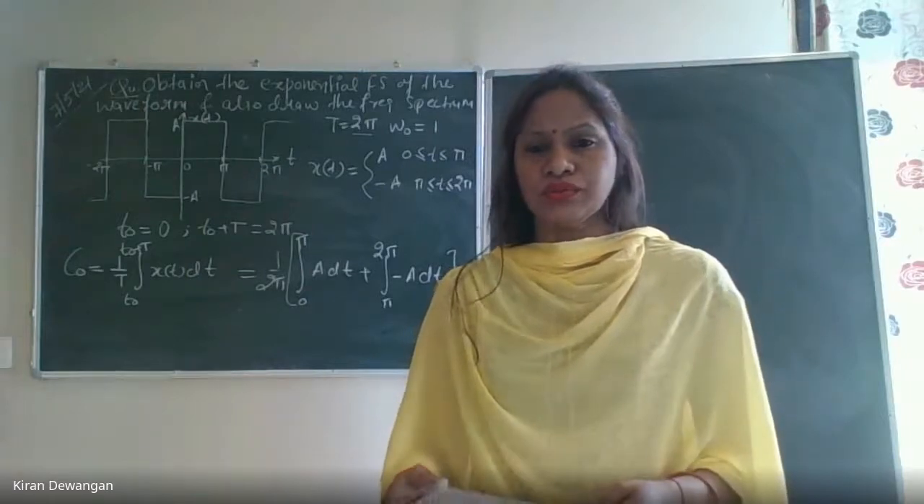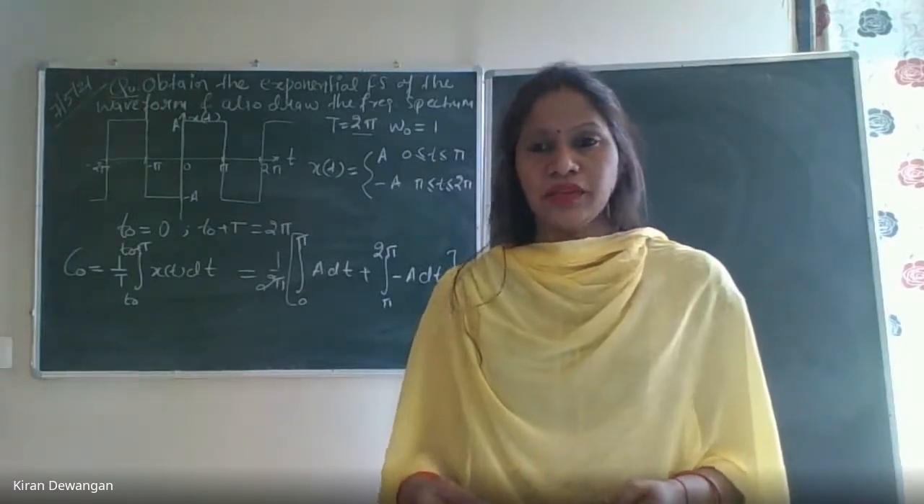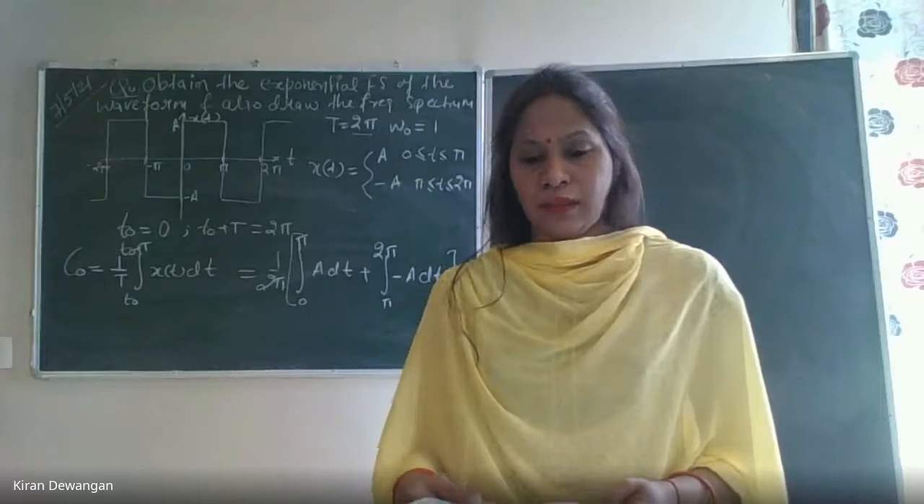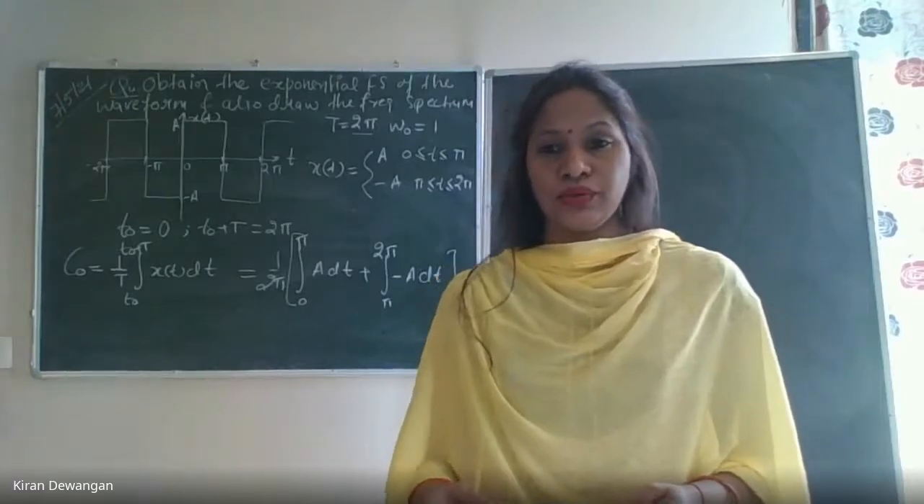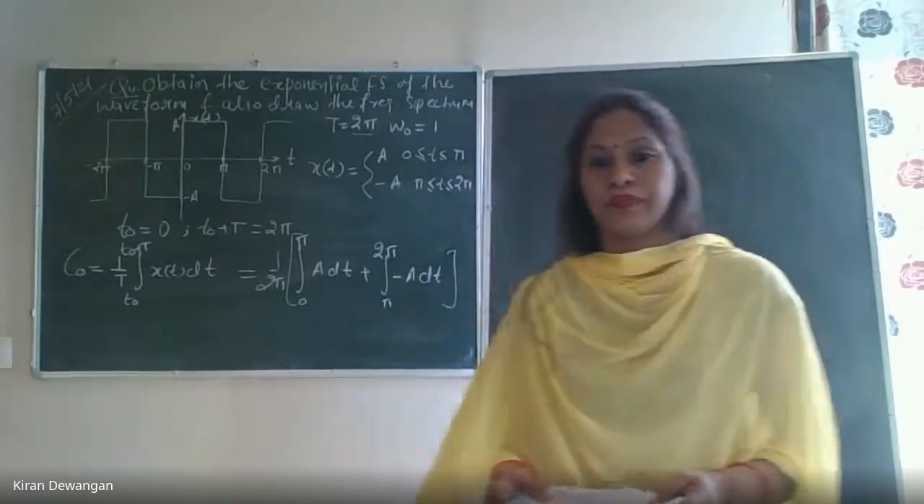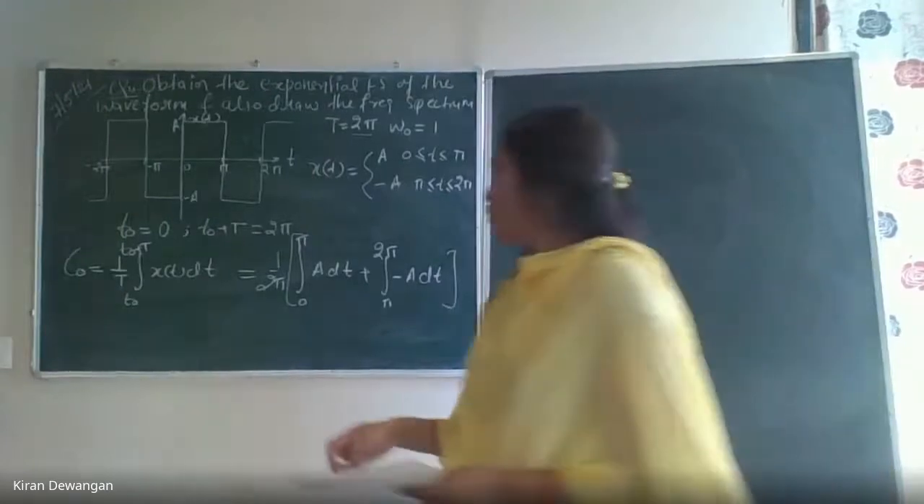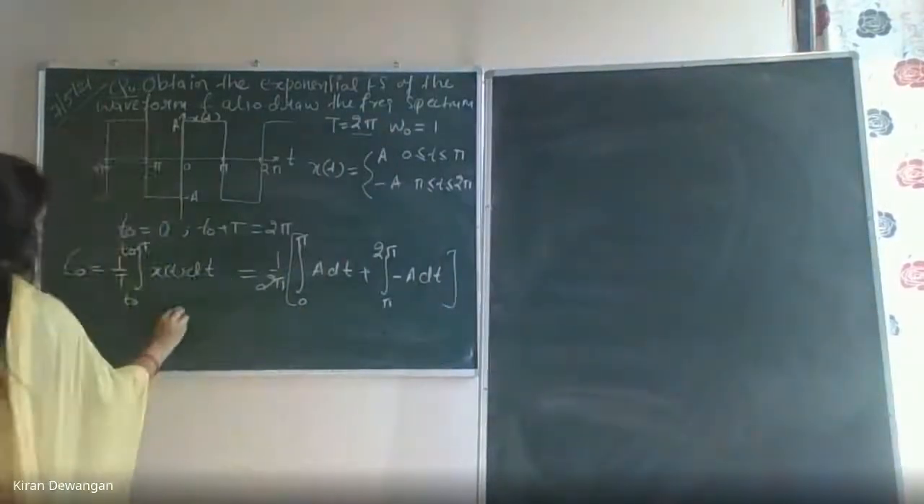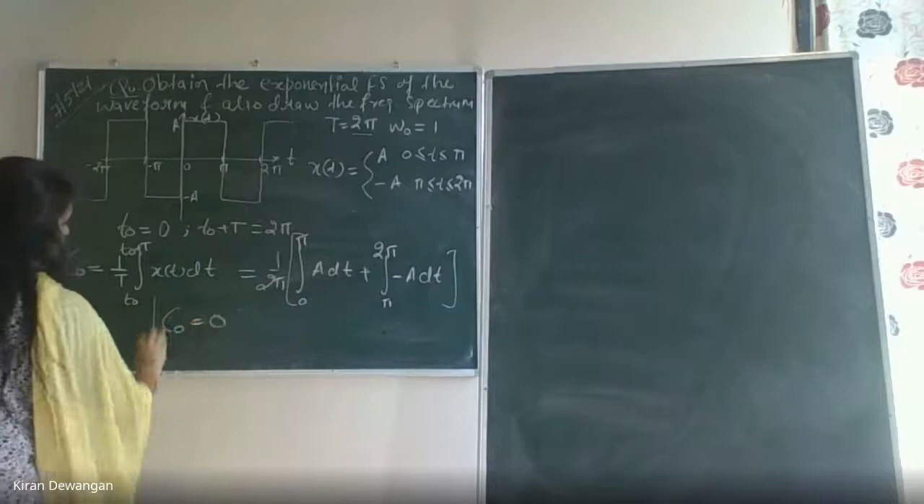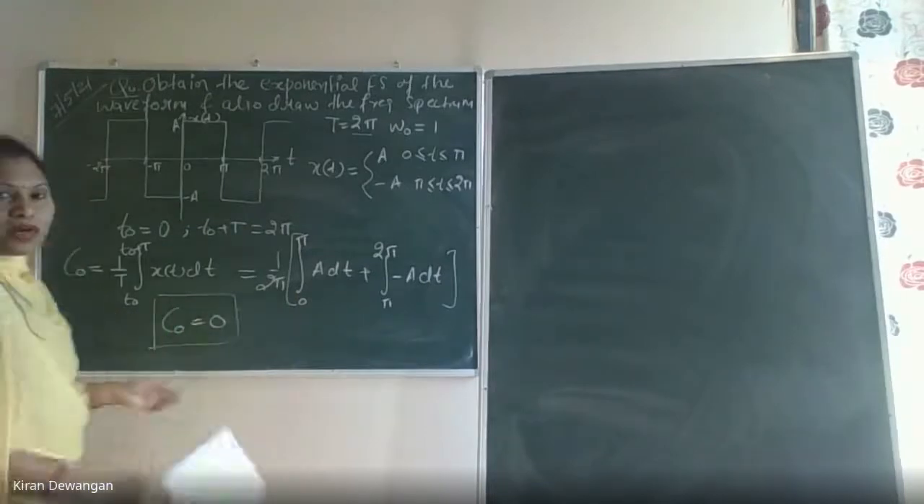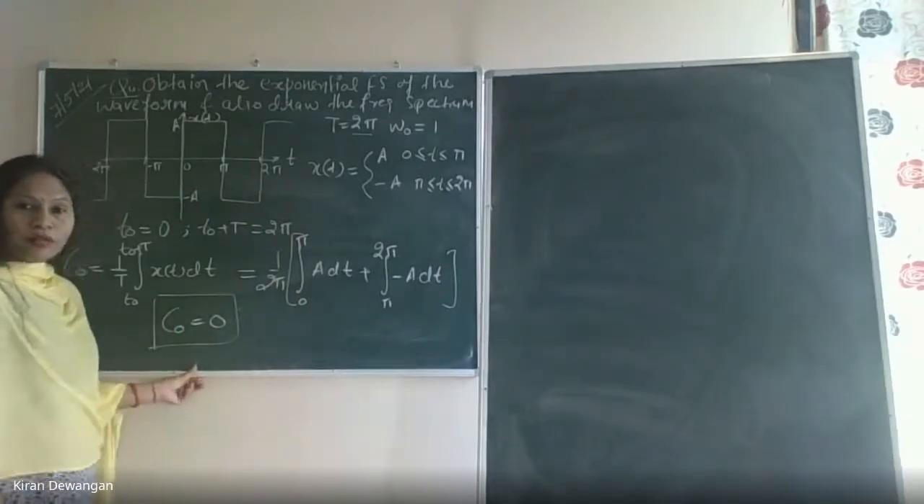Minus a by 2. Is it minus a by 2, everyone? No, it's not minus a by 2. It is 0. Correct. C naught coming out is 0. So this is the first part that we are getting. C naught will be 0.